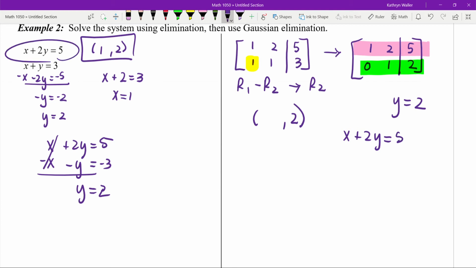Now I'm just going to put in a 2, so I'm just substituting it in. So that would be x plus 2 times 2 is 4 equals 5. Move your 4 over, you get x equals 1. I got the same answer. Of course I'm going to get the same answer. It's the same problem. I just use different methods for solving it, okay?